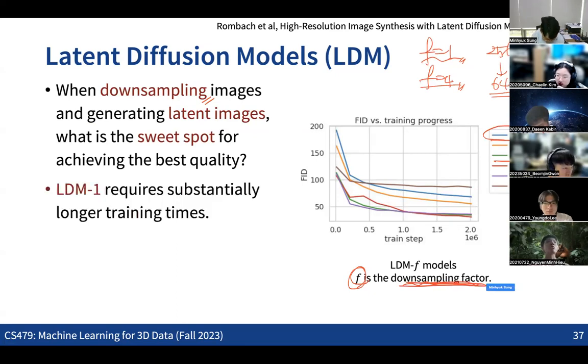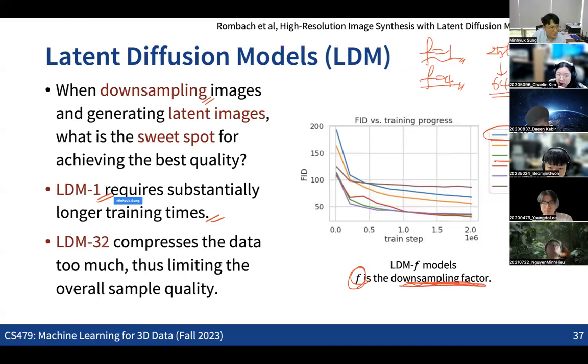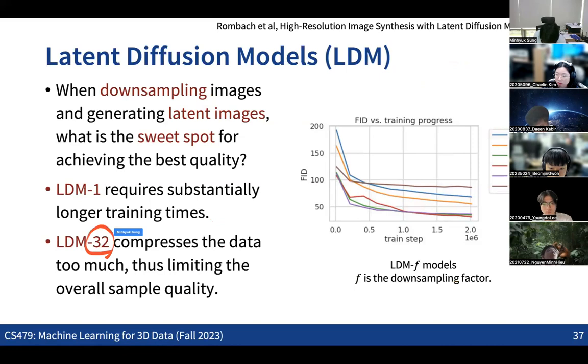So practically, what we can see is that if there is no compression, then it will take a lot of time in training because the data size is too big, right? So this is one extreme case, and the other extreme case is that if we compress the data too much, with too much downsampling, then the compression itself loses too much information. So there's no way that we can produce high quality outputs.